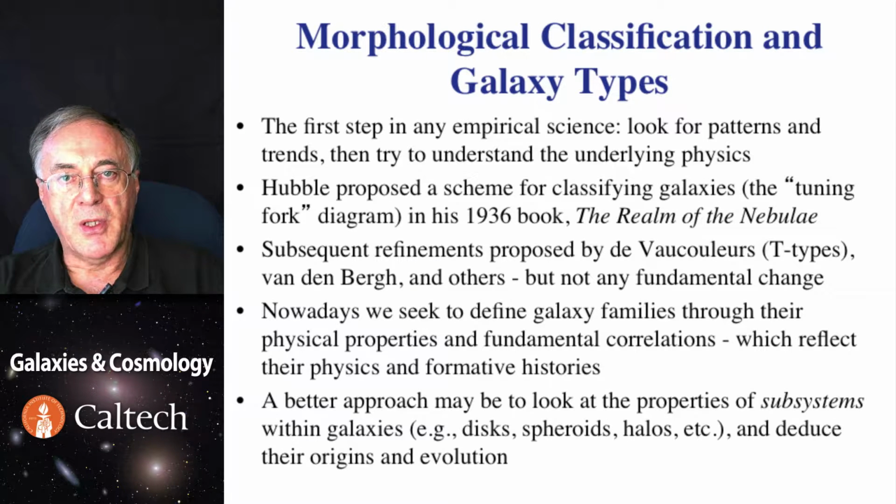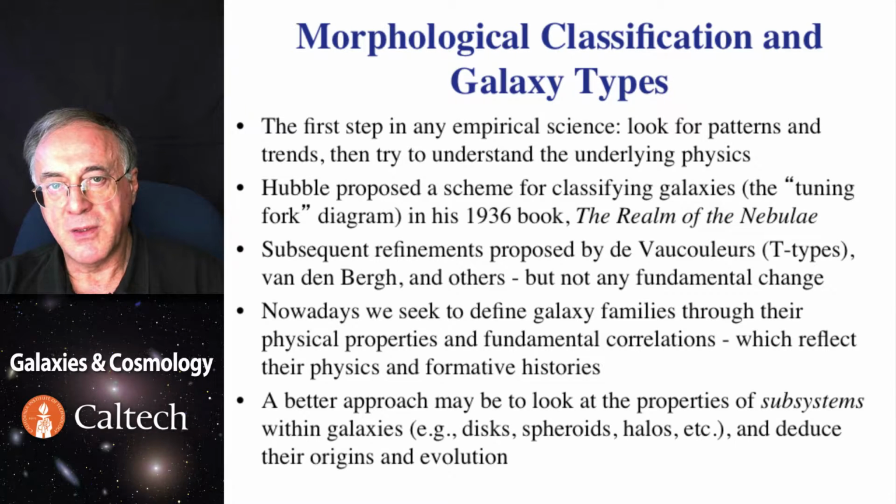Another thing you noticed about galaxies is that they all seem to have a limited subset of subsystems, building blocks. For example, bulges, which also look like elliptical galaxies, and disks with spiral arms. It turns out that these subsystems in galaxies correspond to differences in stellar content, in internal kinematics, age, star formation history, and so on. And so maybe that would be a better way of classifying galaxies.